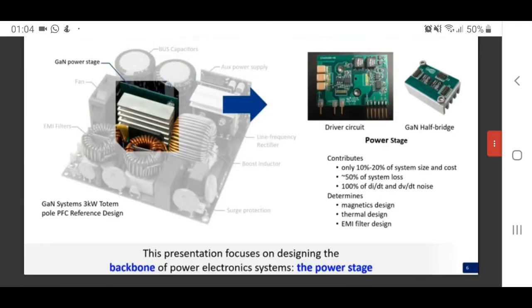The really unique and special part of a GaN-based system is the power stage. Here we mean the GaN half bridge and its driver board. It will only contribute 10 to 20% of the system cost and size, but 50% of the system loss and 100% of the di/dt and dv/dt noise. It will determine the magnetics design, the thermal design, and the EMI filter design. This presentation will focus on the design of the power stage, the backbone of the power electronics system.